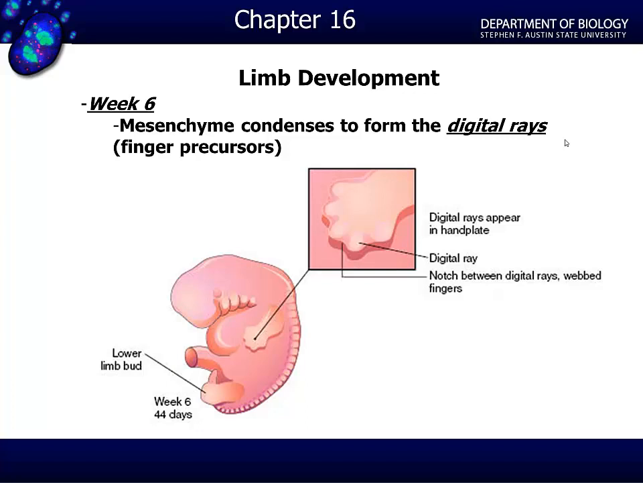Now, we can see in the illustration the lower or the hind limb, it lags a little bit further behind. This possibly has to do with the flow of blood, but certainly the forelimb is going to developmentally be very far ahead of what we see with the hind limb, especially at first.